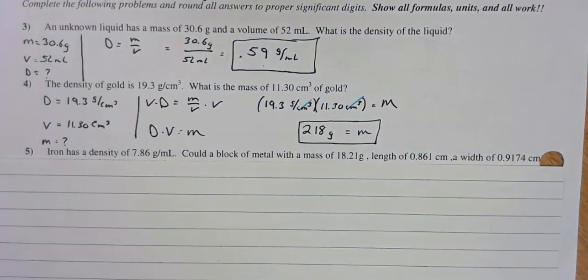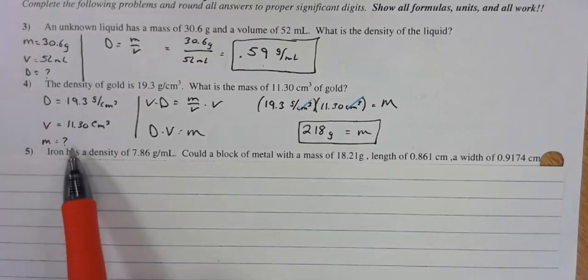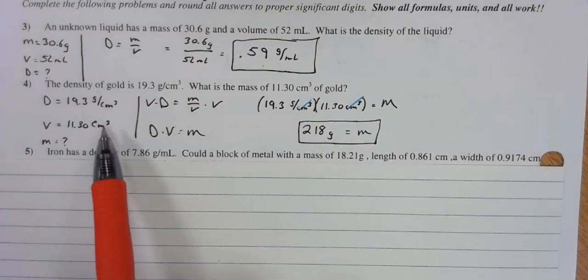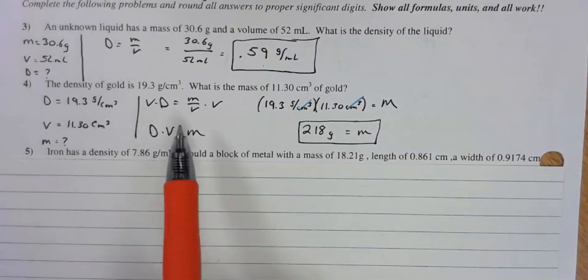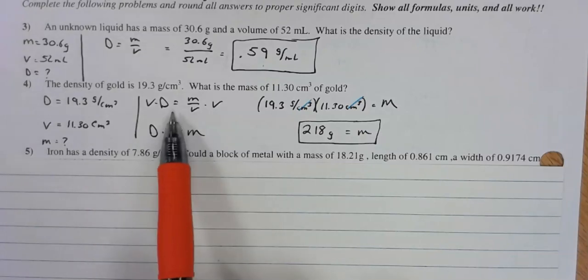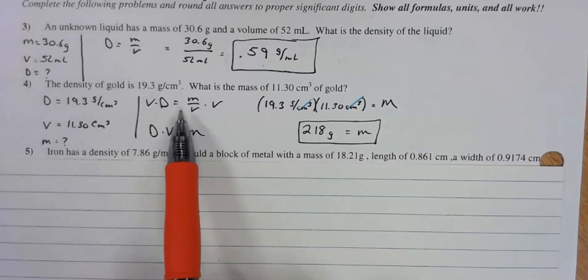So recognize that 11.30, that centimeters cubed is not a unit of mass. So there's no way you could have put that in for your mass. It has to be volume. Centimeters cubed is a unit of volume. So what I initially had here is D equals M over V, okay? And I showed you how I solved for volume, or how I solve for mass.